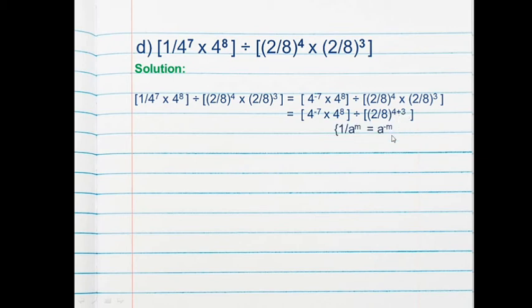So here we use the law 1 upon a raised to the power m equals a raised to the power minus m. And then here we use the law a raised to the power m into a raised to the power n equals a raised to the power m plus n. So that is equal to 4 raised to the power minus 7 plus 8 divided by 2 upon 8 whole raised to the power 4 plus 3. Here this we have written as it is, and here also bases are same, powers are different, and multiplication is given, that's why we have done addition of the exponents by using this law.